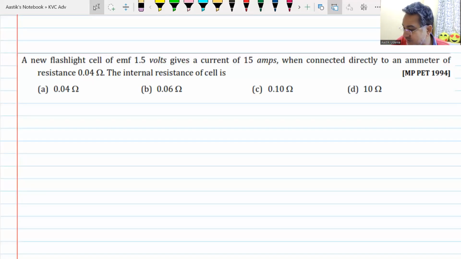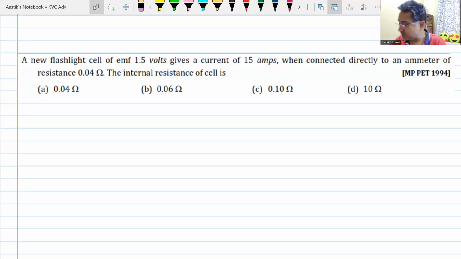Then this is the next question. A new flashlight cell, a 1.5 volt EMF, gives a current of 15 amperes when connected directly to an ammeter of resistance 0.04 ohms. What is the internal resistance of the cell? I'll give you a minute to give me the answer.